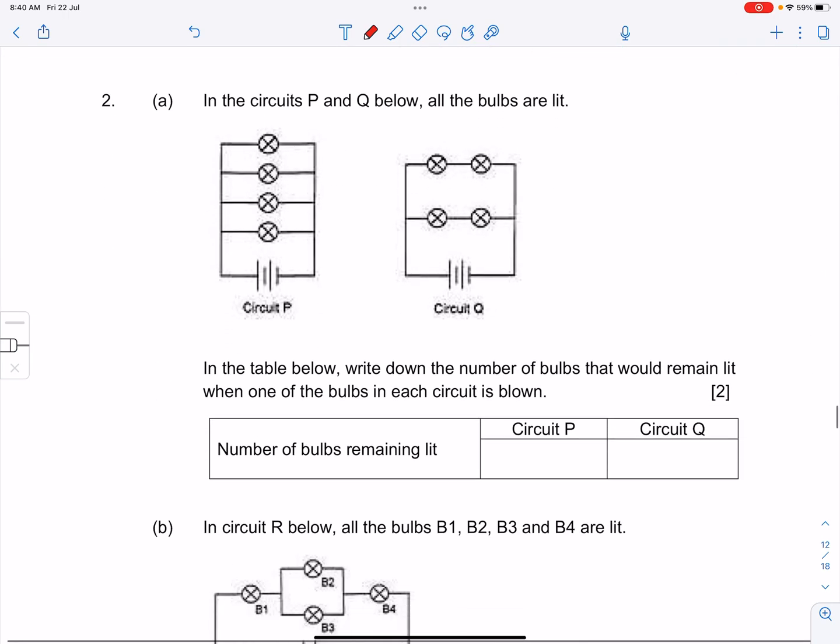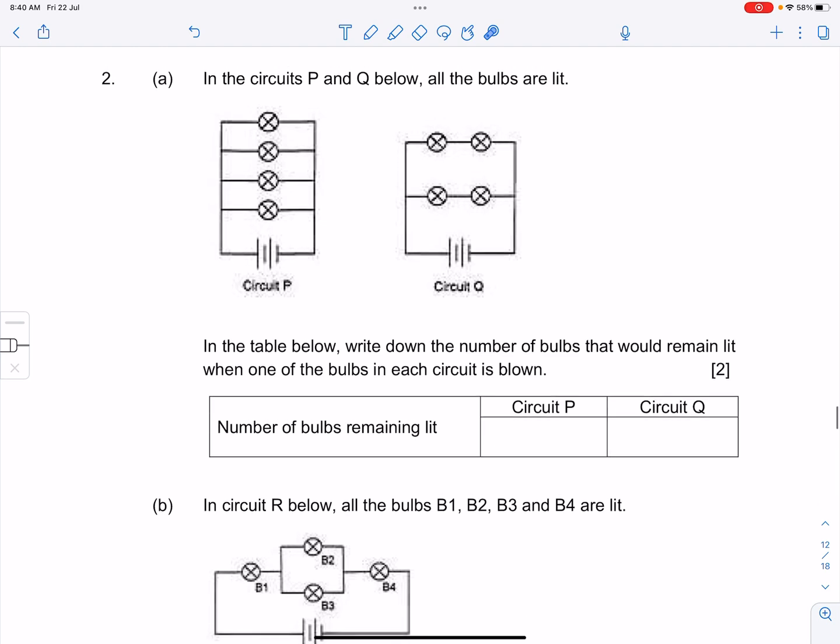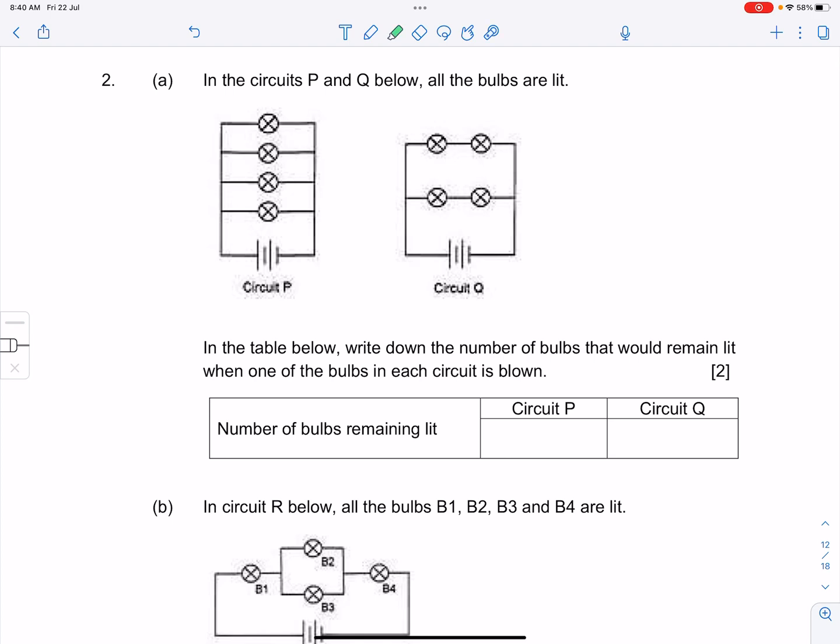Okay, in circuits P and Q, all the bulbs are lit. Every one of them. In the table below, write down the number of bulbs that would remain lit when one of the bulbs in each circuit is blown. So for P, if just one of it is blown, the maximum number you can have is 3. Now the reason is because it's arranged in a parallel circuit.